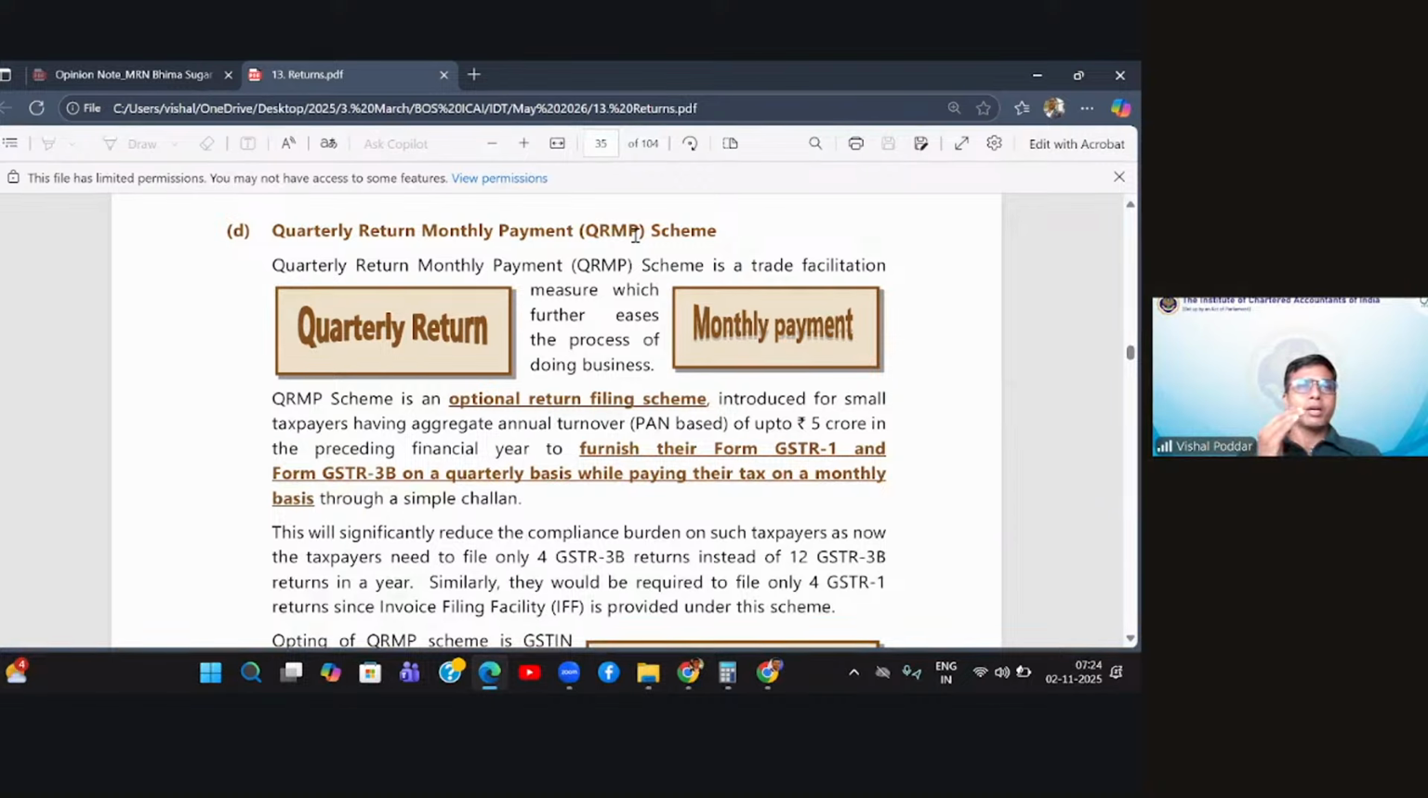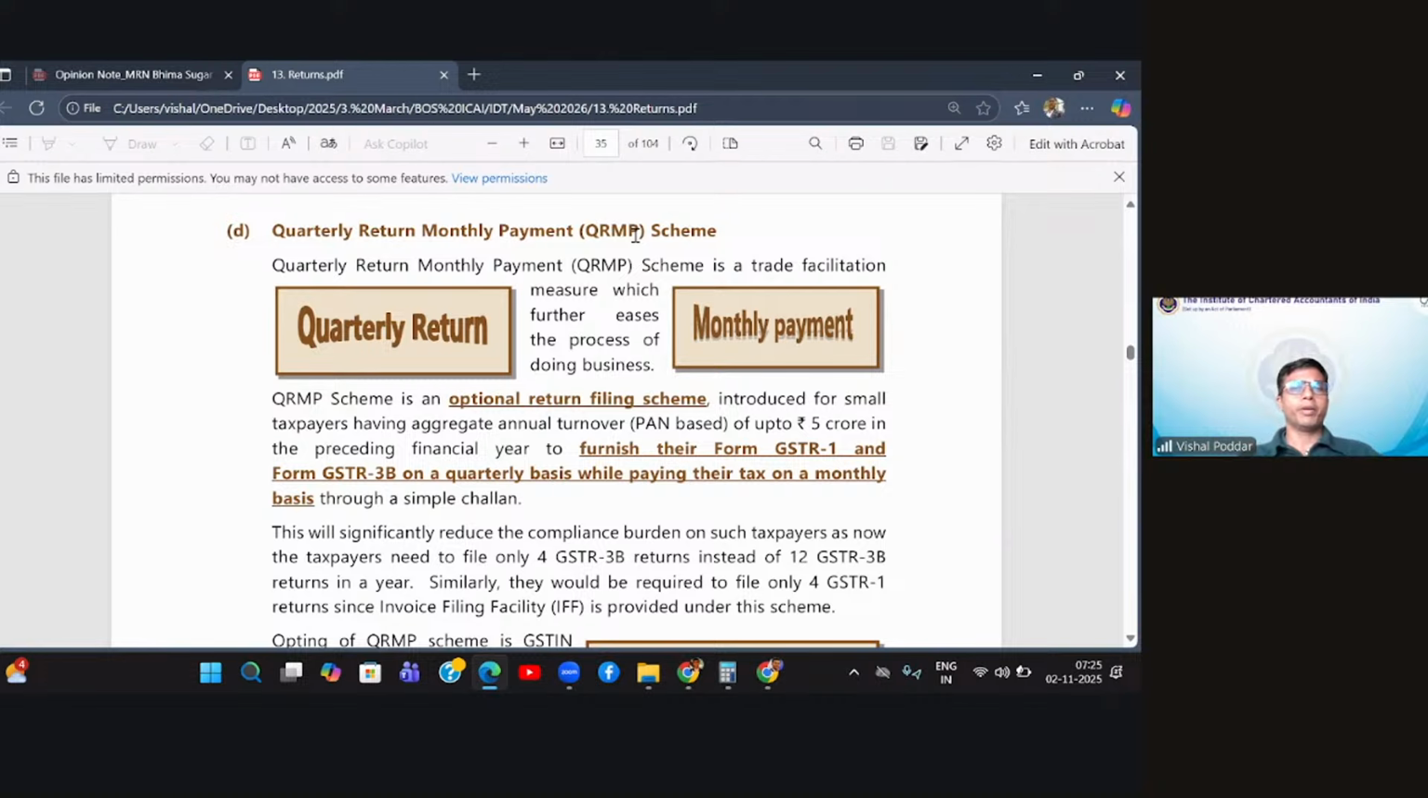Now, the returns for these 3 months, October, November, December, combined, I have to file in January, whenever the due date of my GSTR 1 and 3B will come. However, since I want to pass on the credit to my buyers immediately, like any other monthly supplier, in the same month, I have been given this option of QRMP.